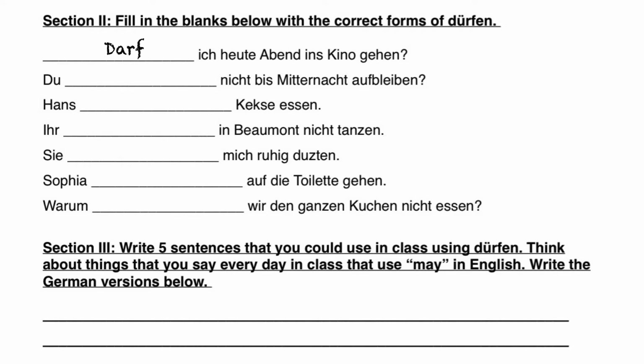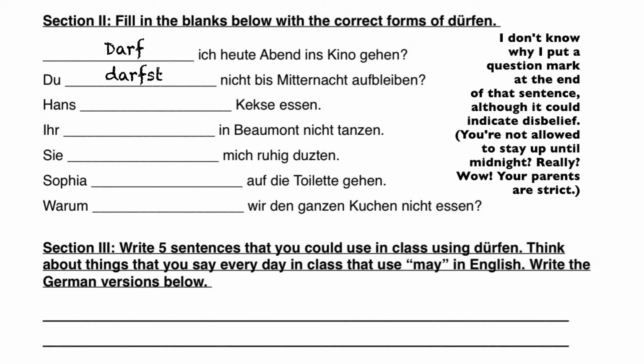Du is in the next sentence, and that means that has to be our subject, because du is always the subject. If it's not, it becomes dich and dir. So we know that we need the du form here. So we have du darfst nicht bis Mitternacht aufbleiben. You may not stay up until midnight.